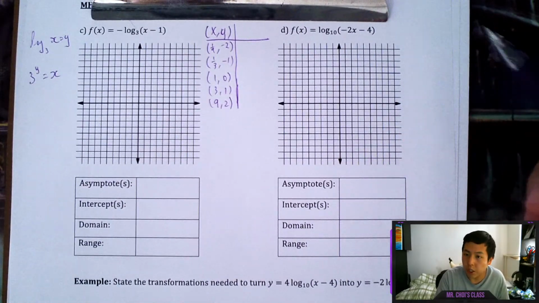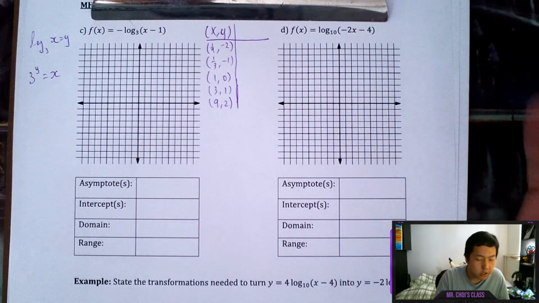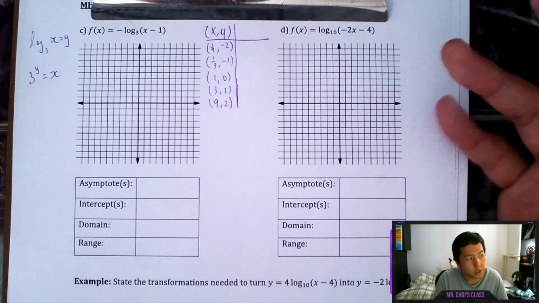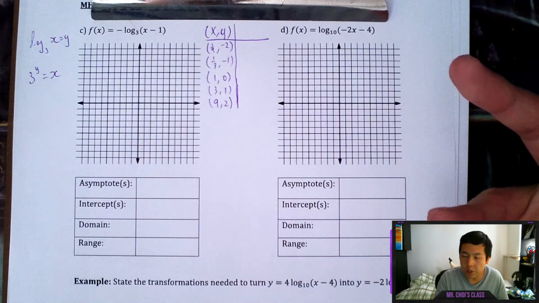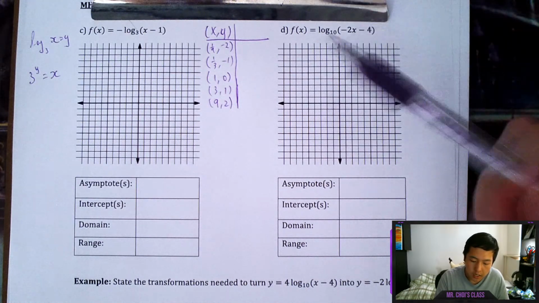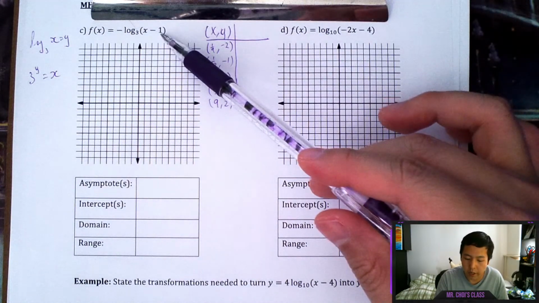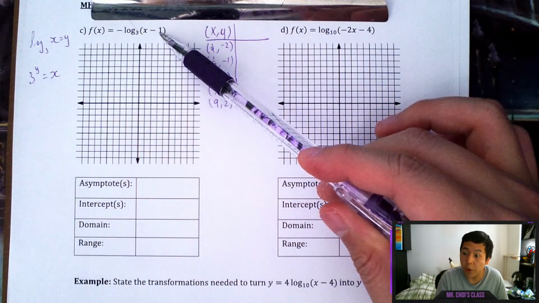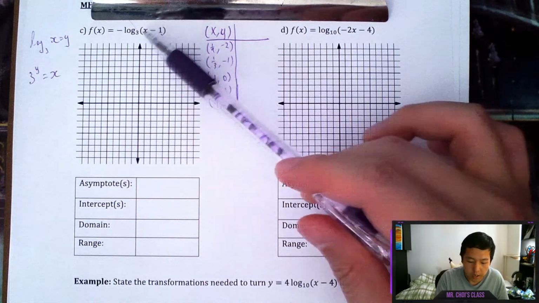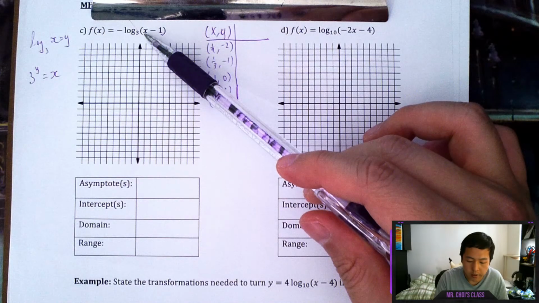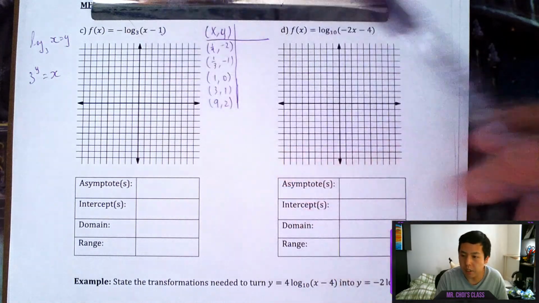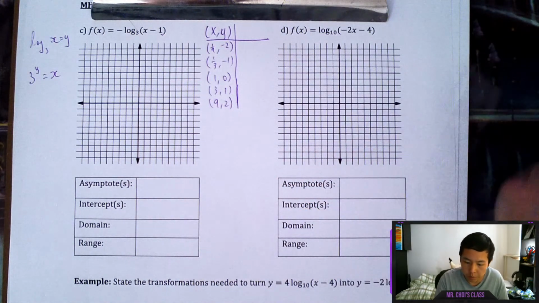Then we look at the transformations. Let's look at the horizontal transformations first. Are there any horizontal transformations? Yes, we do have a horizontal translation to the right by 1. We do not have anything over here that indicates a horizontal stretch or compression.